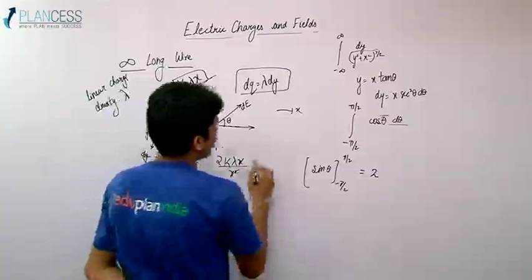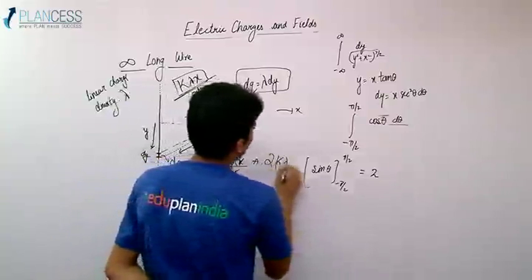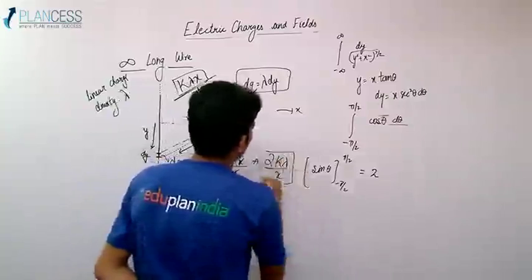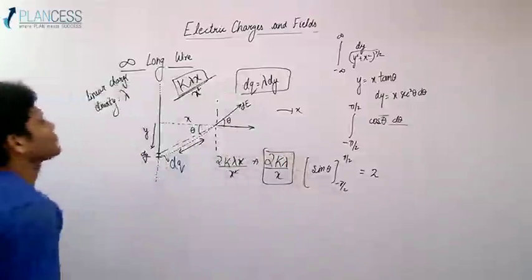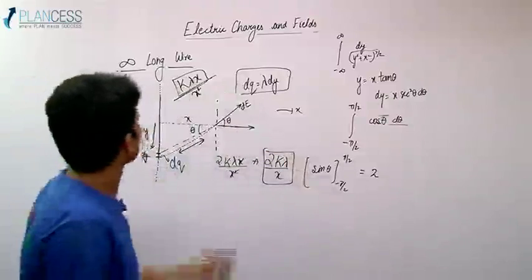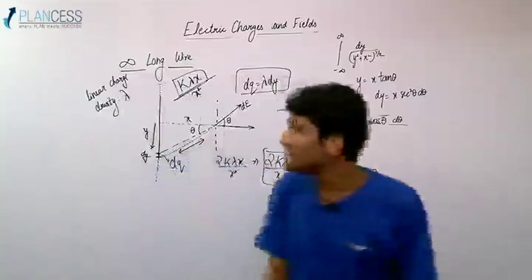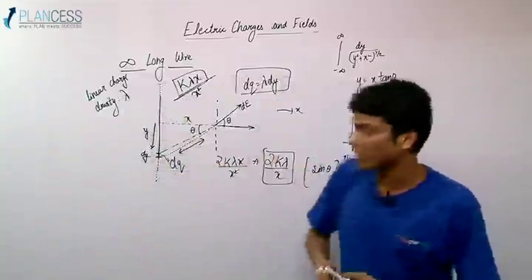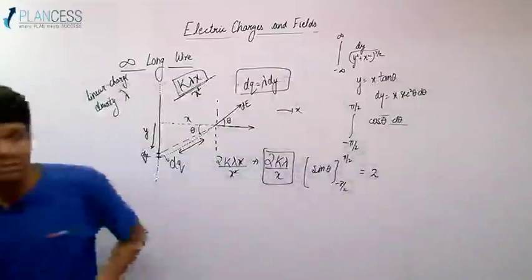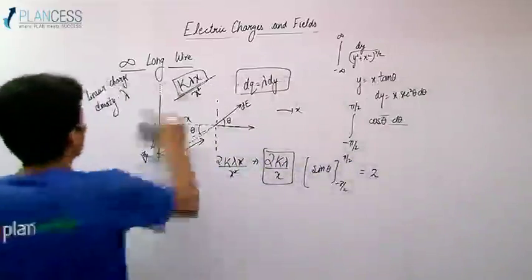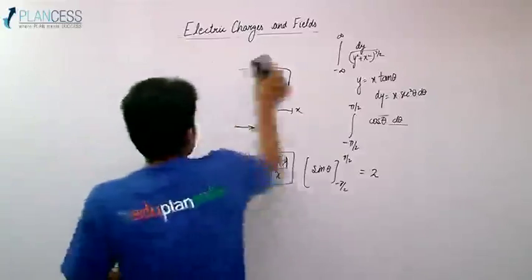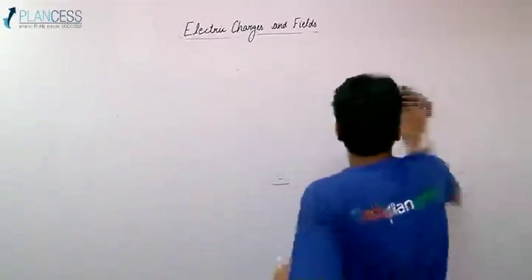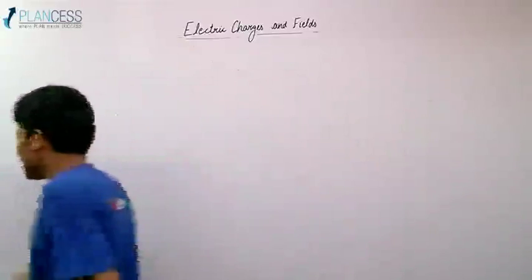So x gets cancelled out, and thus 2k lambda upon x is the formula for the infinitely long wire having a linear charge density lambda at a distance x from any point. But okay, this was an infinitely long wire. Let us say under the same conditions the wire is semi-infinite long.